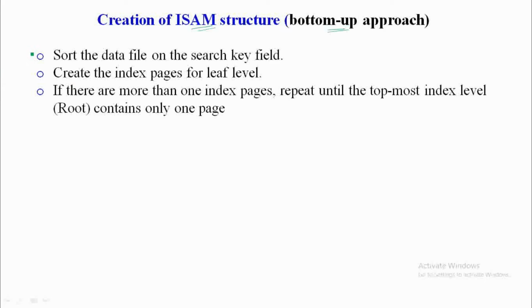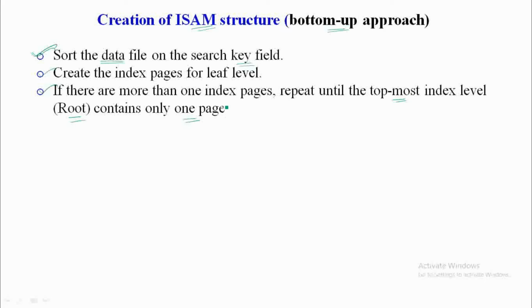In the first step, all the records in the data file, that is the data pages in leaf nodes, need to be sorted on the search key field value. When this first step is done, the leaf nodes of the ISAM tree are ready. Now, for those leaf nodes, index pages need to be created. If there is more than one index page, this process needs to be repeated until the topmost index level, that is the root node, contains only one page.